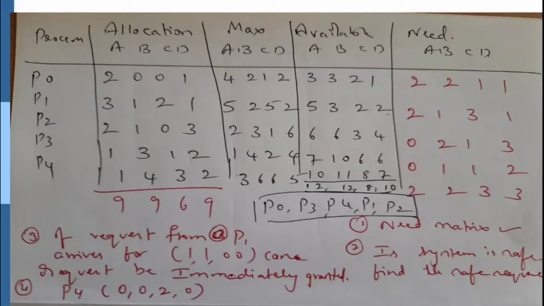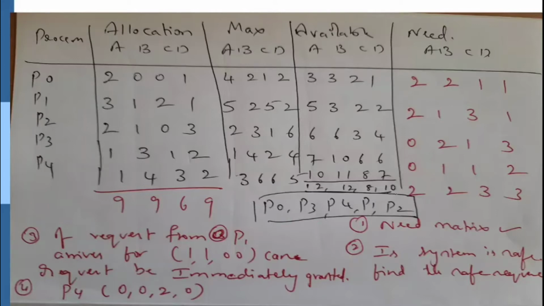Yes, we can satisfy. 2 1 3 1 is needed, and the availability is 5 3 2 1, so we can satisfy P1 also. Next, when it releases its resources, we will have the total number of resources, 12 12 8 10. So the sequence is P0, P3, P4, P1, P2. It is not necessary to move in the same sequence; there can be a number of safe sequences also. So this is one of the safe sequences that we got.